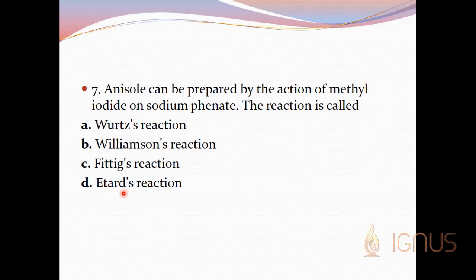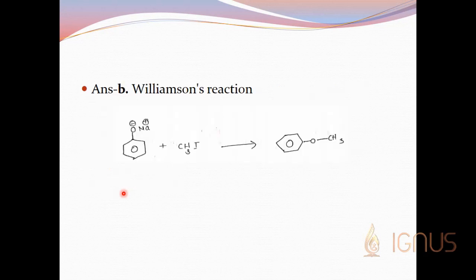Let us discuss the solution for this question. Answer is Williamson's reaction. It is the one reaction by which we can prepare ether. Here sodium phenate is made to react with methyl iodide to give an ether. This is an ether. This is a very important reaction, that is Williamson's ether synthesis.